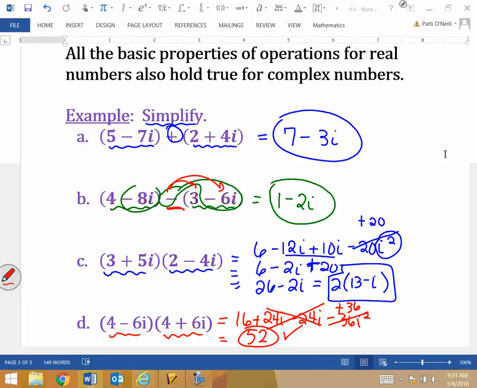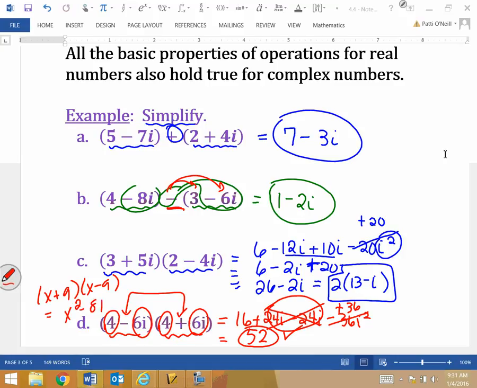So the way that I can easily tell that I know that the whole FOIL process doesn't need to be used here, where I multiply this all out, is the fact that each of these has the same real part, has the same imaginary part, but the signs in the middle are opposites. So if you see that situation, it's almost like a difference of two squares situation. If I multiplied x plus 9 times x minus 9, I know I get x squared minus 81. I don't get any middle term once I would work with the FOIL idea. So if you can see that, it'll give you a little bit of a shortcut, and you won't have to do as much work.